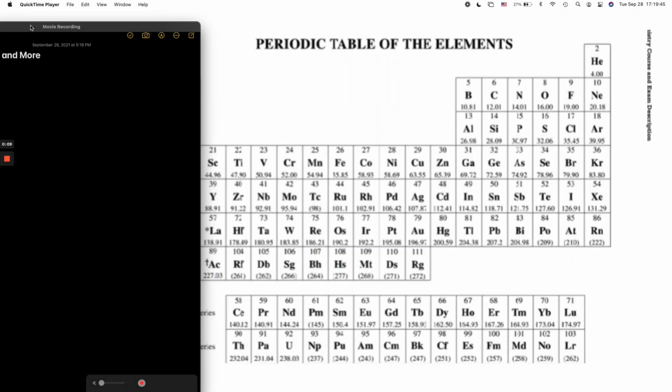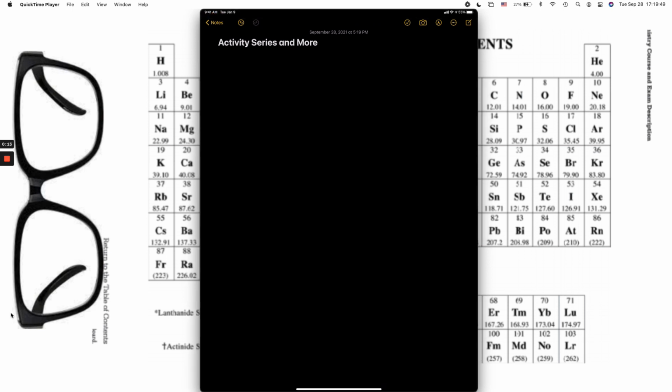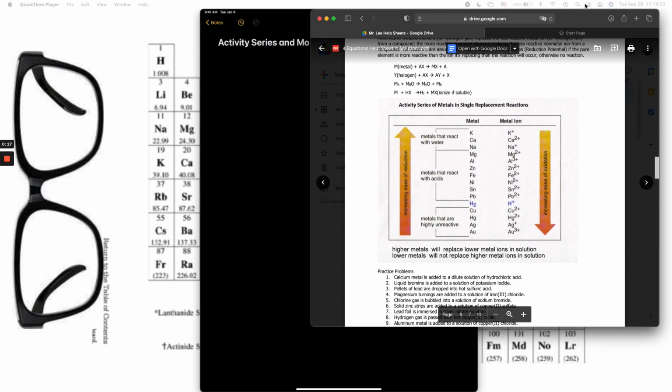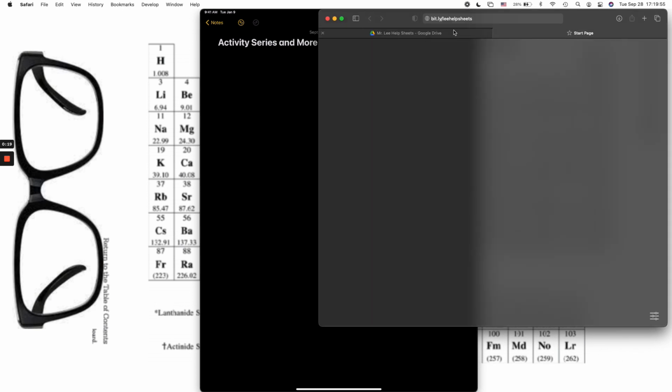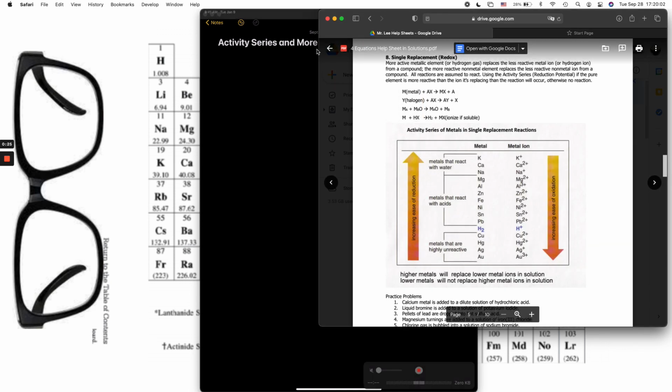Go ahead and pull out your periodic table, because we're going to be referencing a lot of elements and those ions today. Make sure to also pull out your help sheet at bit.ly/lehelpsheets, case sensitive, and open number 4 to our single replacement redox.